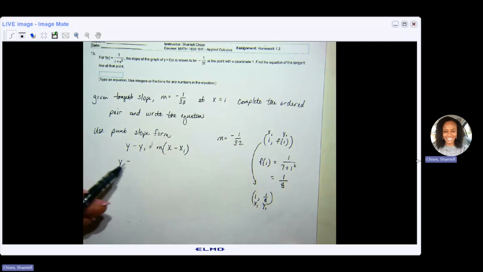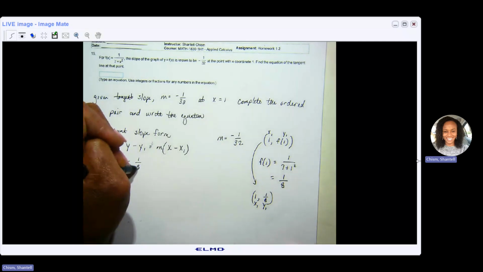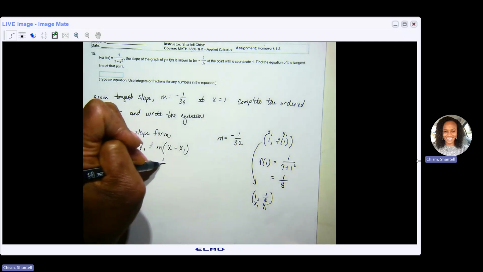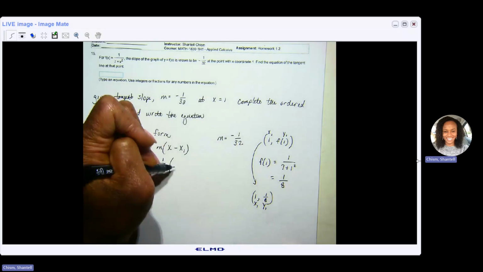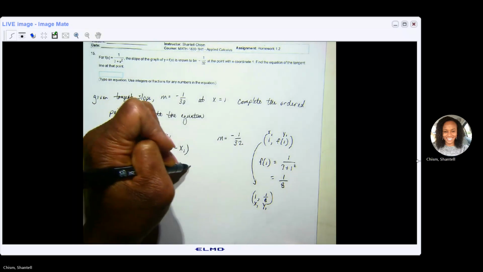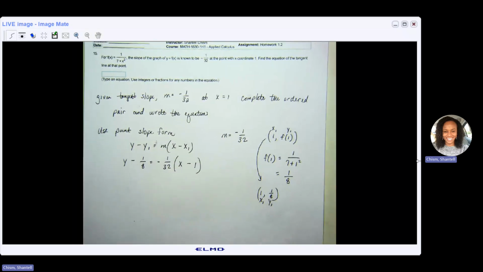So we have y minus 1 over 8 equals negative 1 over 32 parentheses x minus 1. And remember, when you're writing your equation, your x and y stay because it's an equation based on x and y. We just replace the x1, y1 with constant values. And then we can leave it in this form. I did check the solutions and they will accept that form.